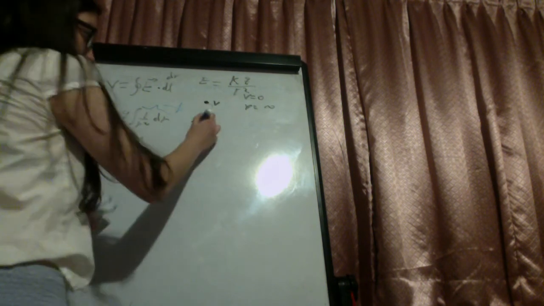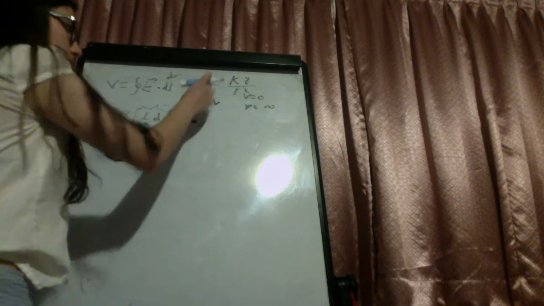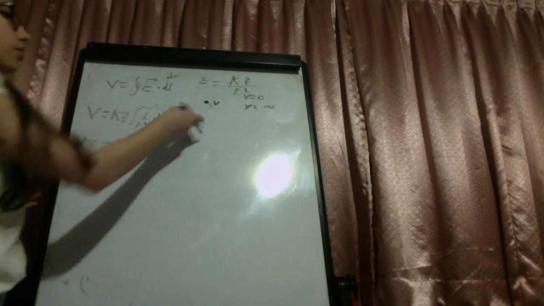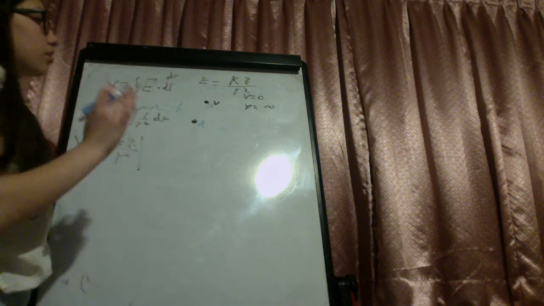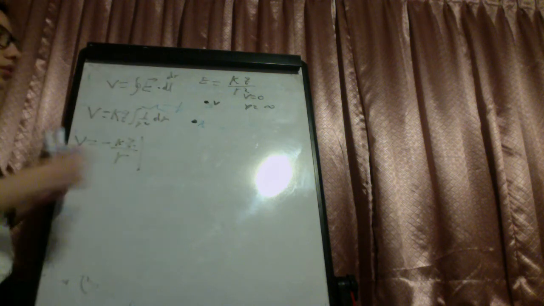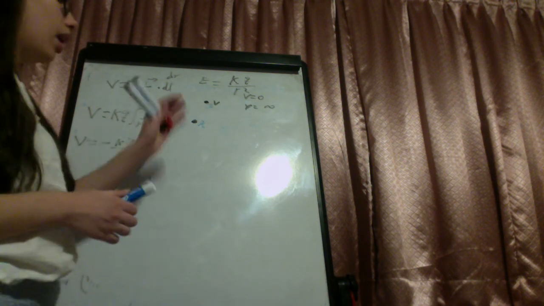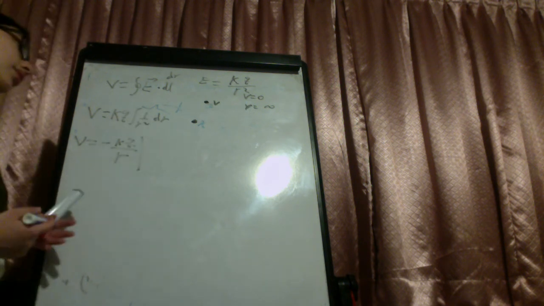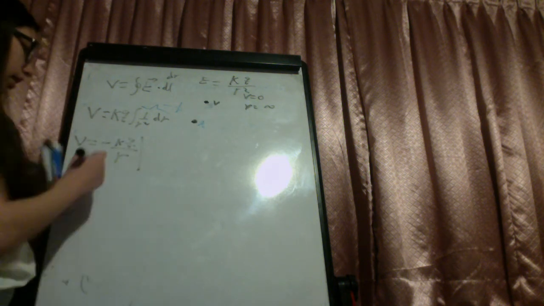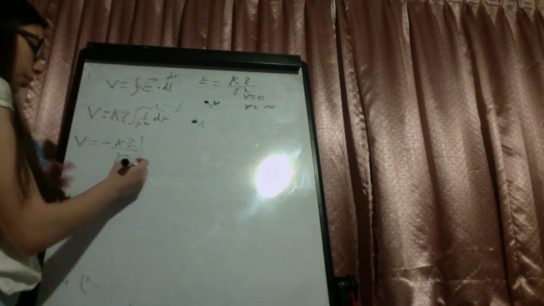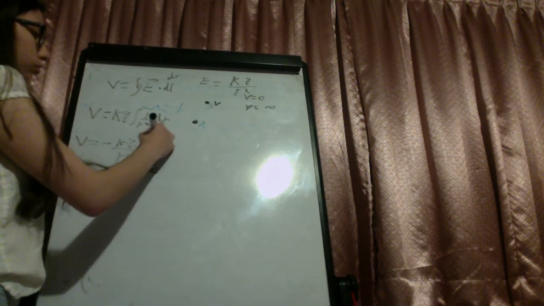A to B or from B to A. Or if I just want to know the voltage of this point and not in reference to this or to this, I want to say the voltage at this point is V sub B, then I take as a reference point r equals infinity. So I said that the voltage is equal to 0 when the distance is equal to infinity. So this will be evaluated from infinity to r.